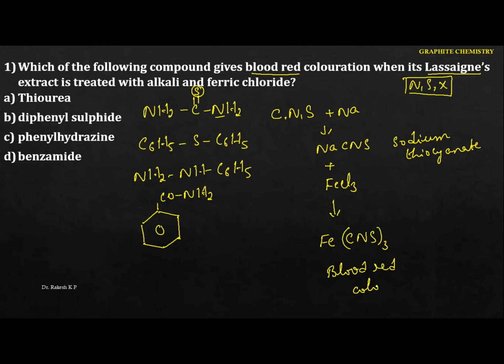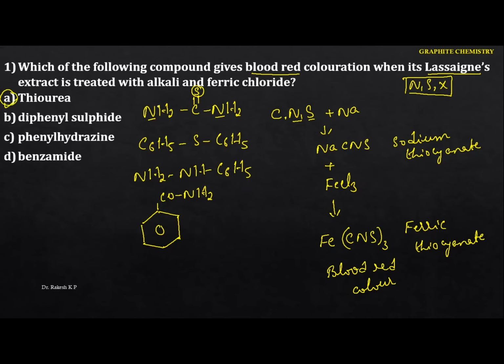See the options here: thiourea contains both nitrogen and sulfur. But here it contains only sulfur, here only nitrogen, and here also nitrogen. That means if the organic compound contains both nitrogen and sulfur, we are going to get the blood red color due to the formation of ferric thiocyanate. Hence the option is A.